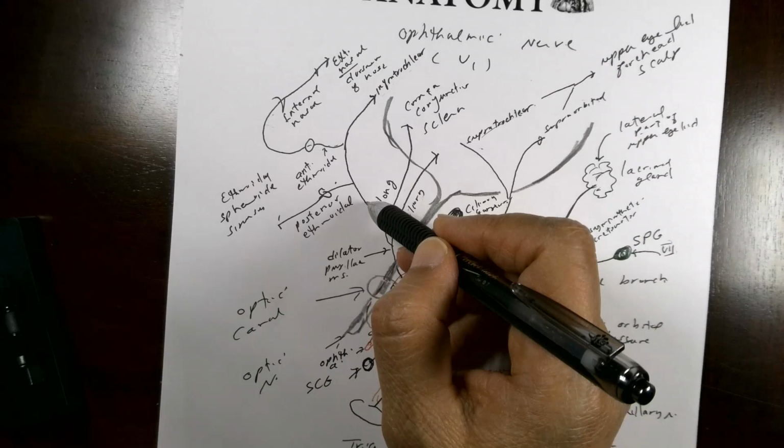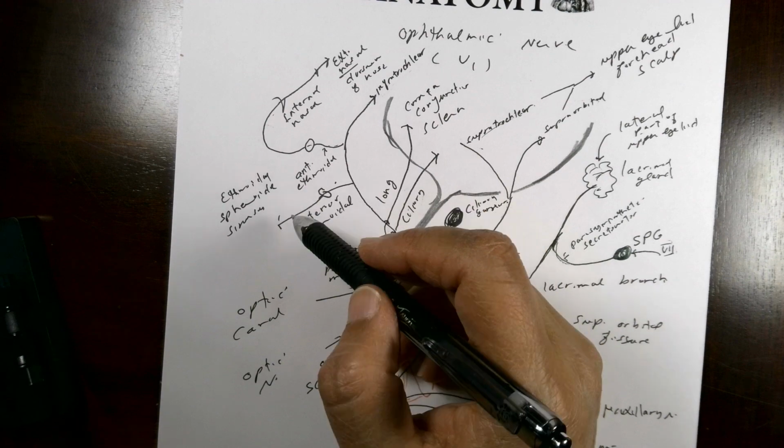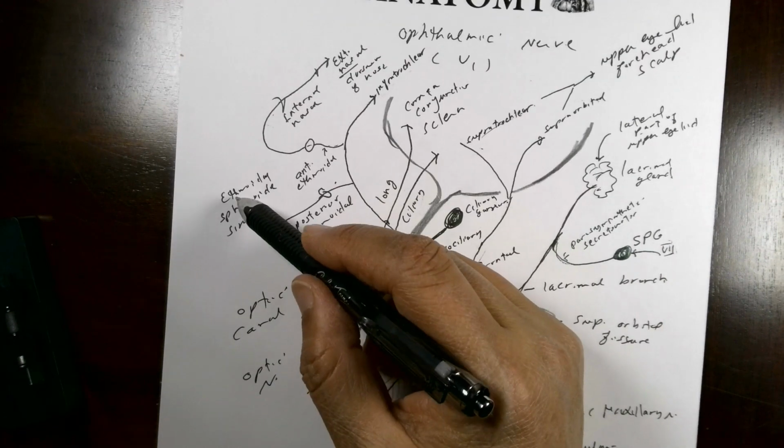The posterior ethmoidal nerve exits the orbit through the posterior ethmoidal foramen in the medial wall of the orbit, supplying the sphenoidal air sinus and ethmoidal air sinus.